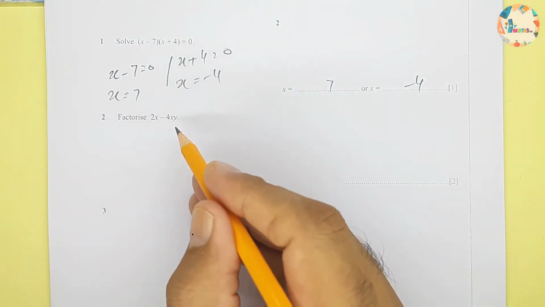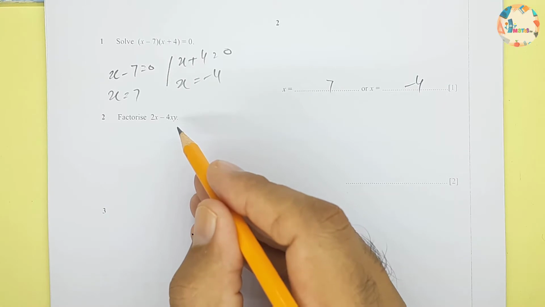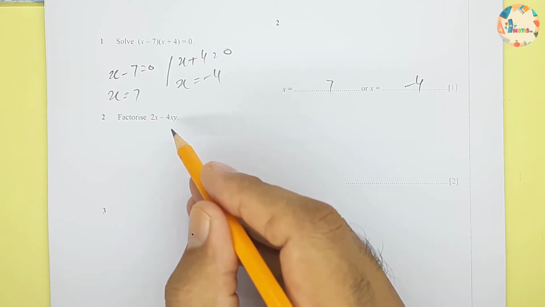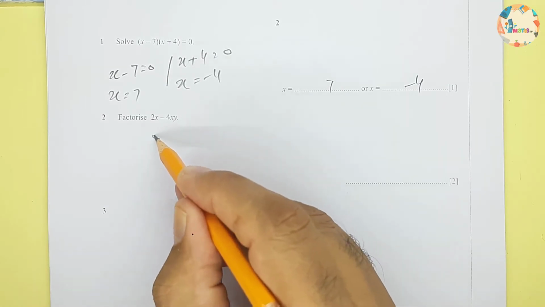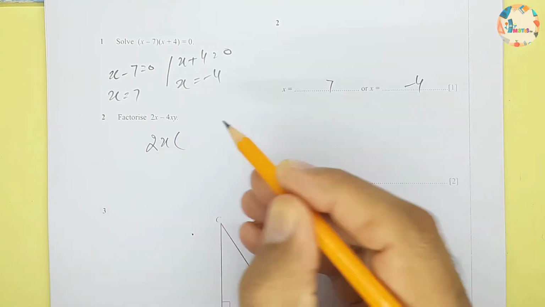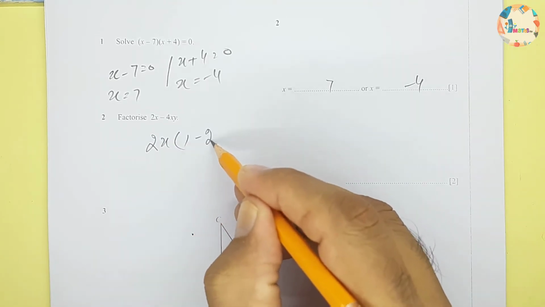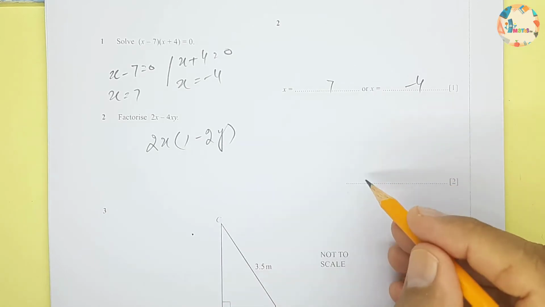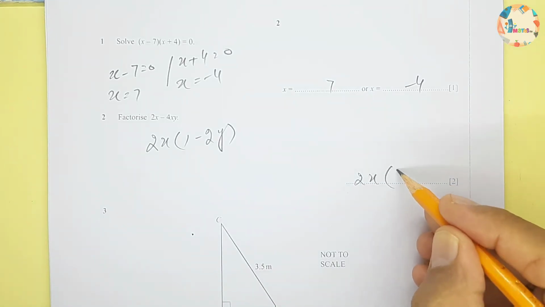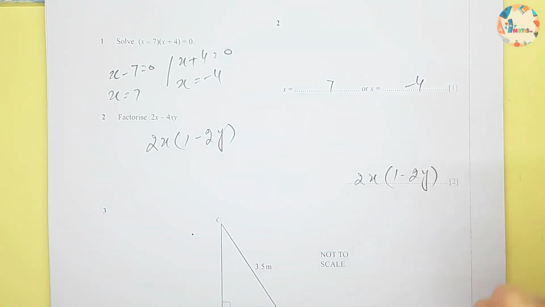Question number 2, factorize. So 2x minus 4xy, we have to take maximum common, and maximum will be 2x, inside will be 1 minus 2y, and this will be our answer, 2x into 1 minus 2y.